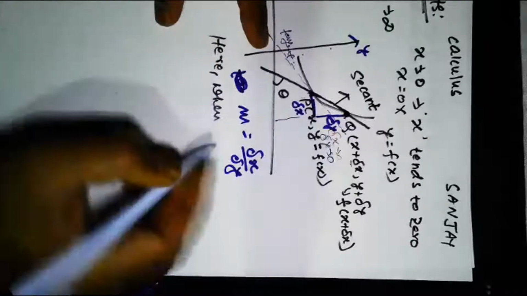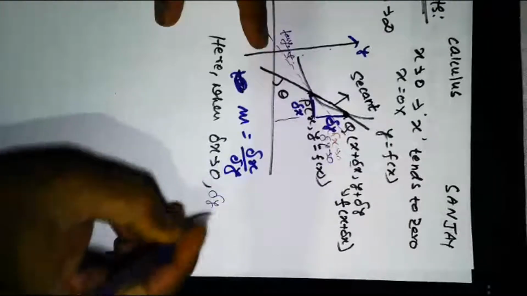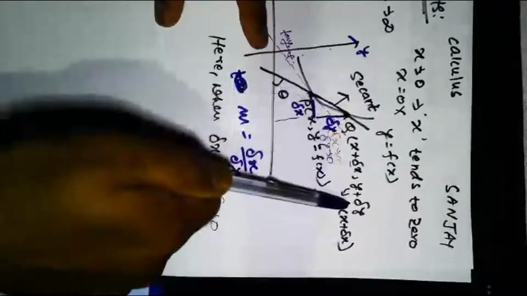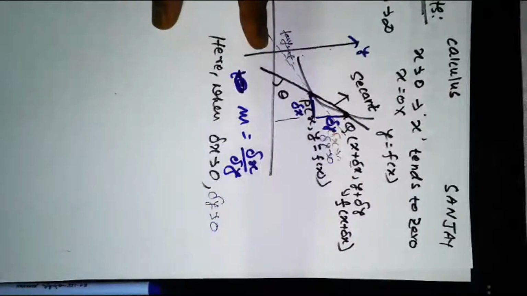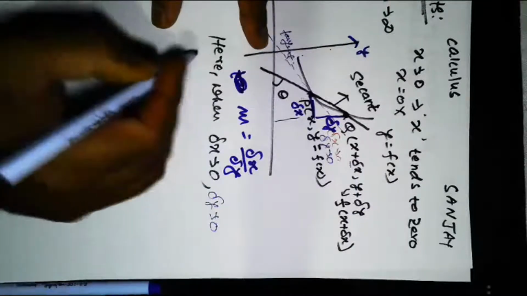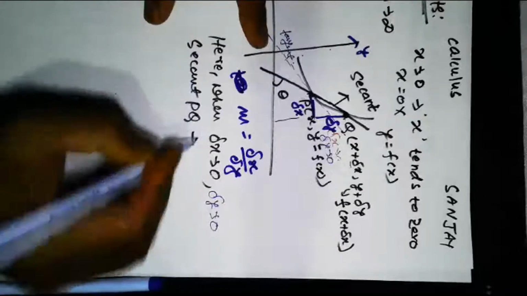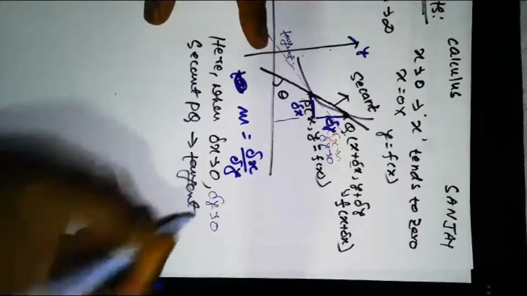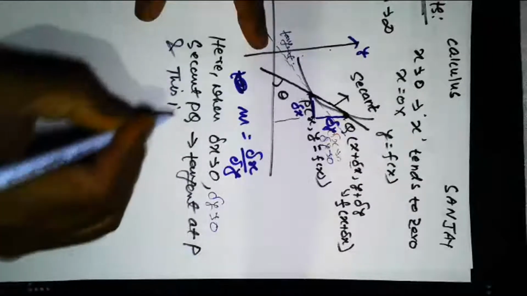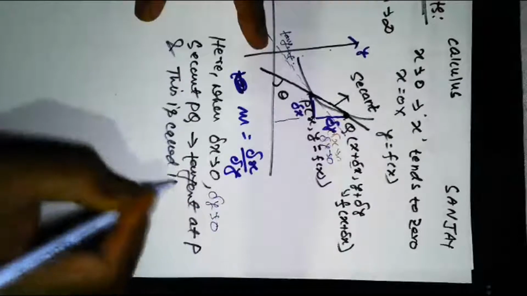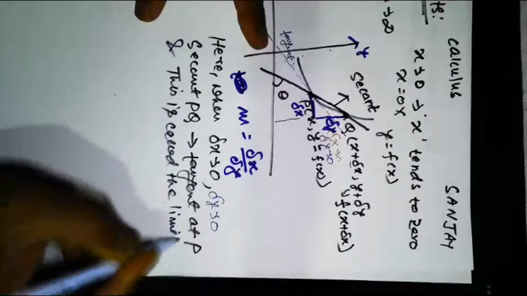When delta x tends to 0, then definitely delta y tends to 0, because when this point moves towards P, not only is delta x going to decrease, but delta y will also change accordingly, with its own increment. All right, so in that case, what happens? Your secant PQ tends to the tangent at point P, and this is also called the limit.